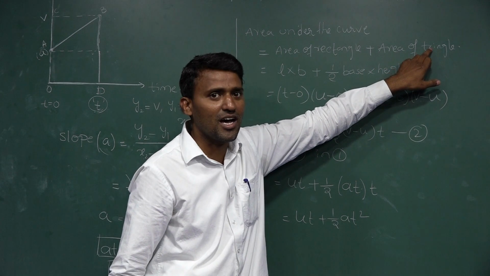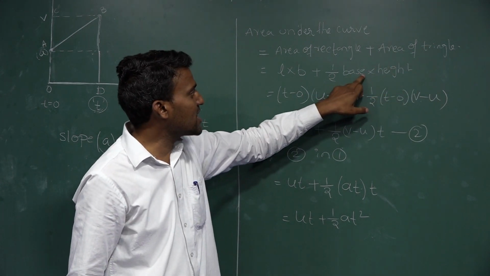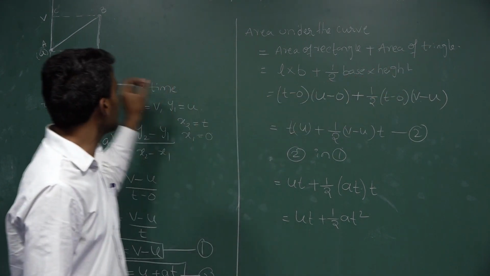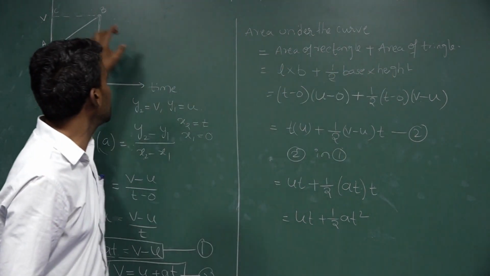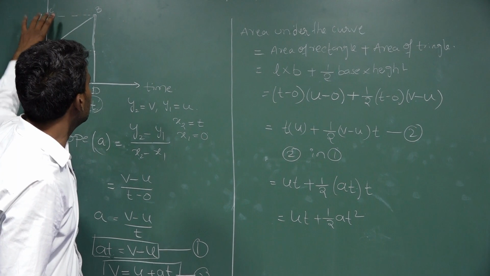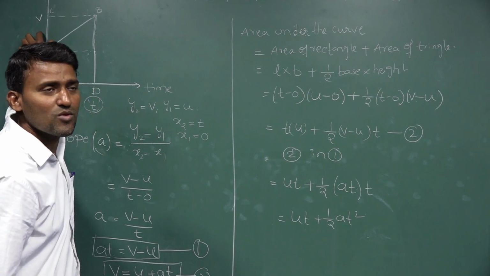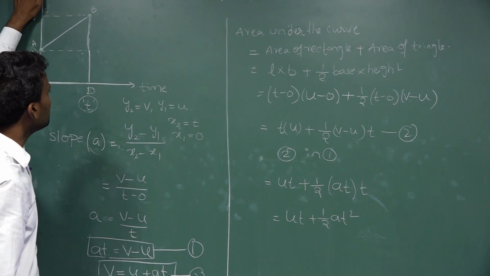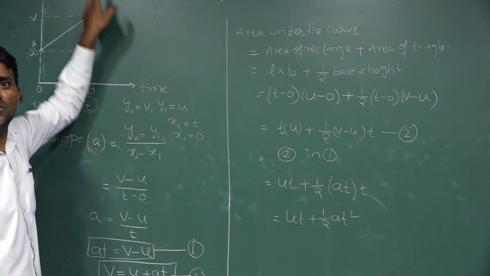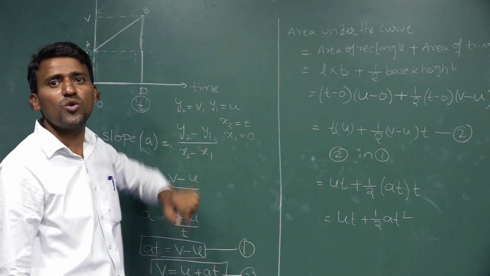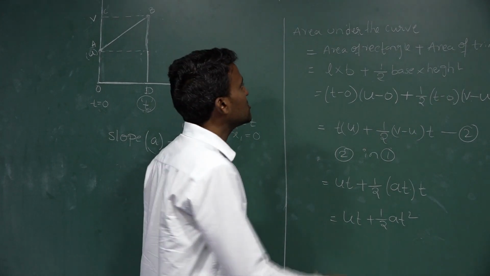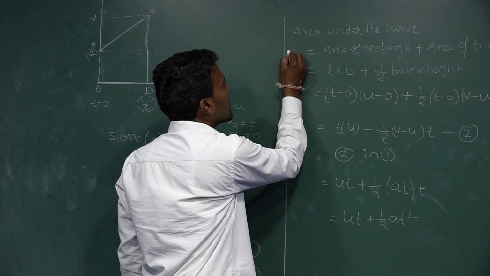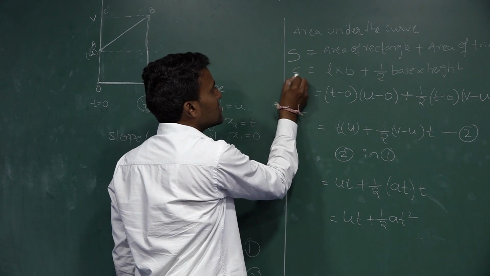Area of the triangle: base is the x-axis and height of the triangle is the y-axis. So x-axis into y-axis. What is the y-axis here? Velocity, and the x-axis is the time. Velocity into time is called displacement. So area under the curve is the displacement S, isn't it?